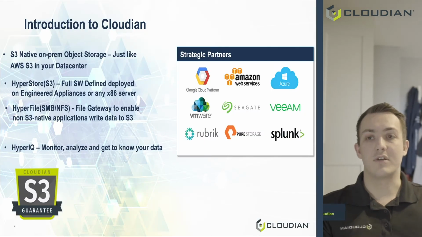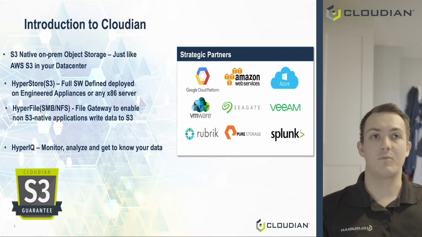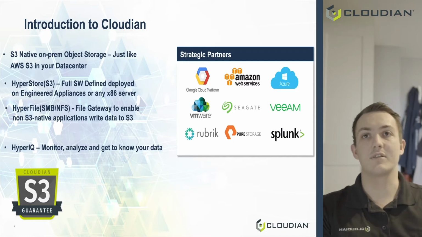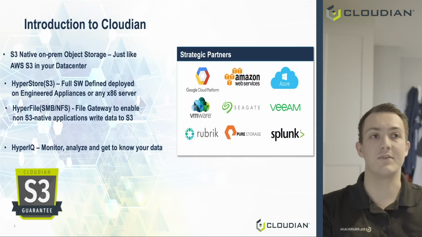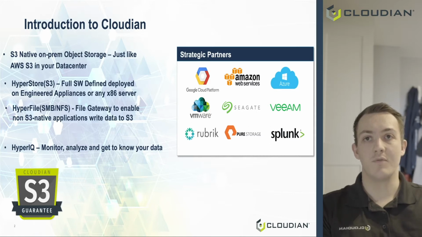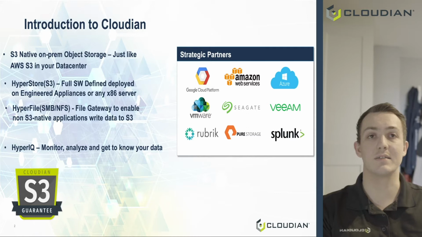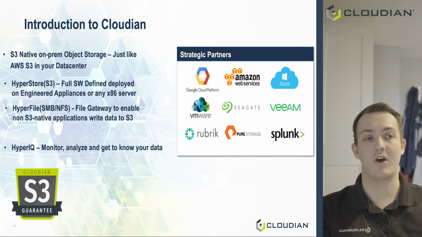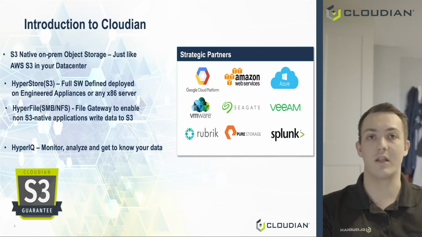So first off, a short introduction to Cloudian here. At Cloudian, we basically have three products. We have our main product, the Hyperstore. That's the on-prem S3-based object storage. We also have a product called Hyperfile. That's a NAS gateway for applications that need to access the object storage but cannot natively talk with the S3 APIs. And lastly, we have the HyperIQ. That's our monitoring and analyzing tool that our customers use to get to know their data better.